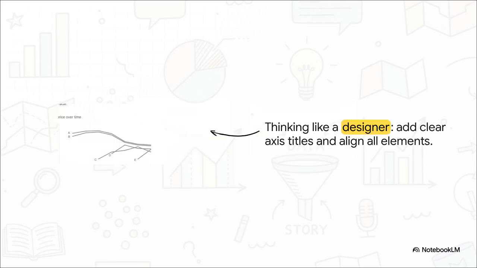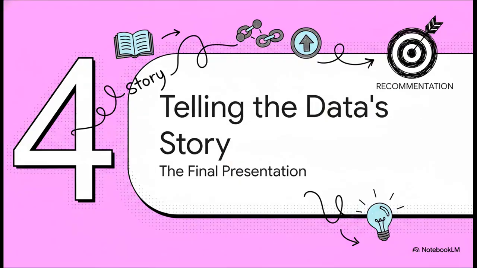Now, before we tell our final story, we need to think like a designer for a second. That means adding clear axis titles, average price and year, and making sure everything is aligned for a clean, professional look. See how the title is lined up with the top left? These small details signal quality and just make the whole thing easier to understand. All right, our visual is pretty much perfected. Now it's time for the final and honestly the most important step, telling a compelling story that leads directly to our recommendation. Let's see how it all comes together in the final presentation.